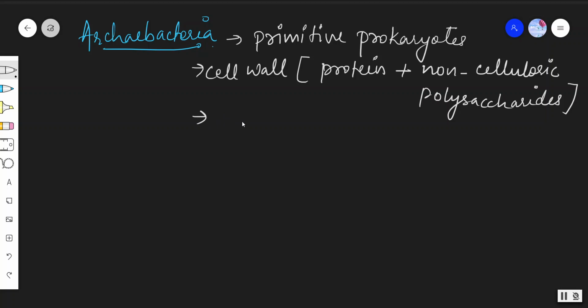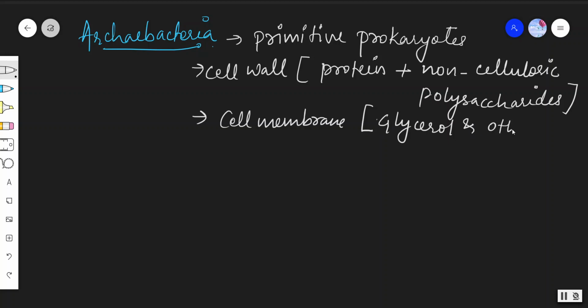Clear? Then the next point is cell membrane is present, and cell membrane has glycerol and other lipids. We need to remember this, that cell wall is made up of what and cell membrane constitutes what, because these are the 1 mark questions in your question papers. Okay, so do remember these points.